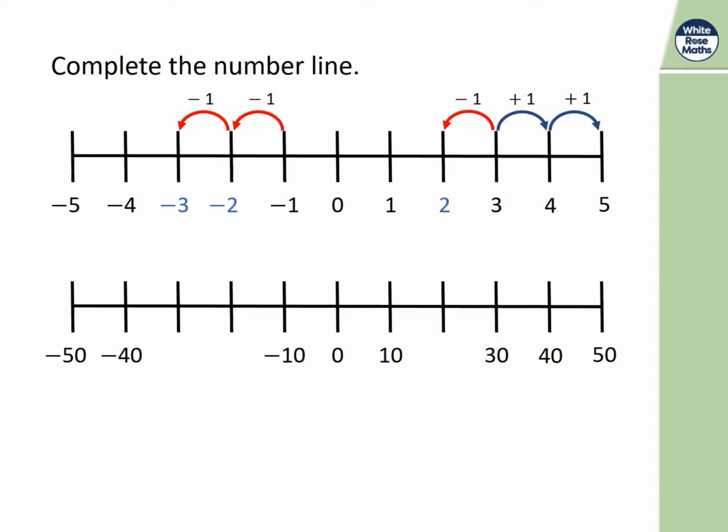How about this one? What's the same and what's different about this number line? Well, instead of counting in ones and adding 1 from left to right, in this number line, we're adding 10 from left to right. So if we're going right to left and if we're going backwards, what do we need to do? We need to subtract 10. So 30 subtract 10 is equal to 20. Let's fill in these other numbers. Negative 10, negative 20, negative 30.